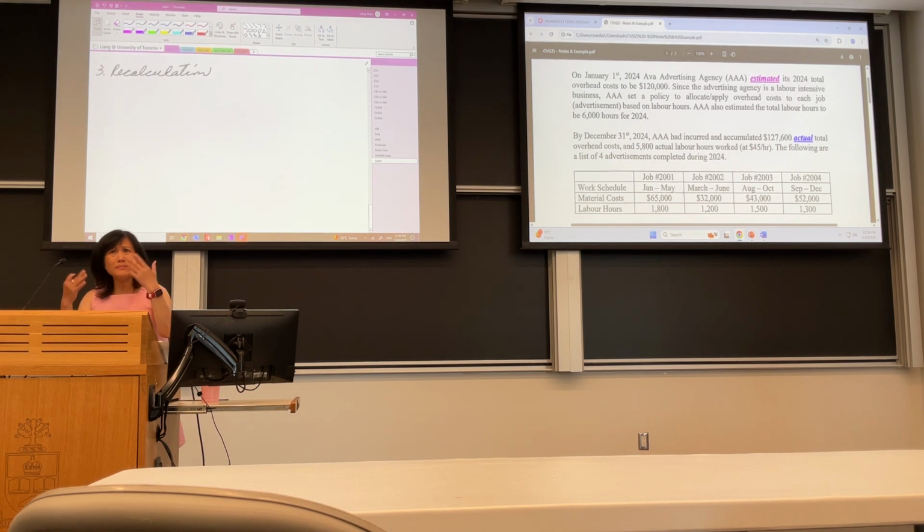Okay, we do the same process. So estimated overhead cost 120,000. You have no problem with this. Going to work 6,000 hours. So you say $20 an hour. This is the estimated overhead rate. This is the estimated hours.